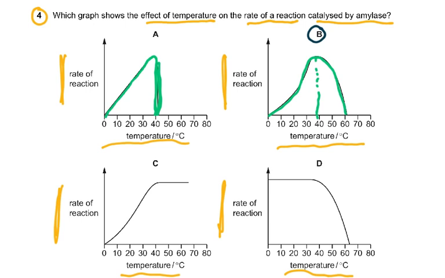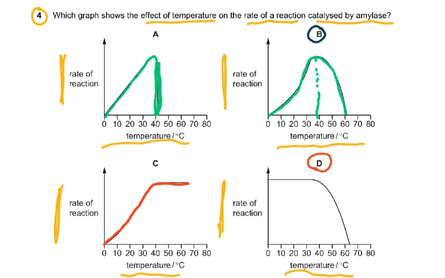Now, this one is a little weird. Why is it a little weird? It goes up, so it's going up as the temperature is increasing, but then it becomes constant. As we increase the temperature, the rate becomes constant, which is not possible because if you increase the temperature above the optimum, the rate falls. Now, D is even more weird.